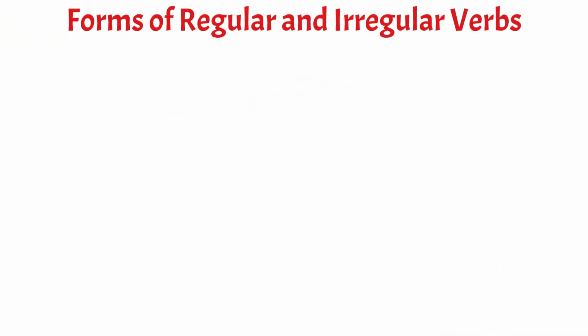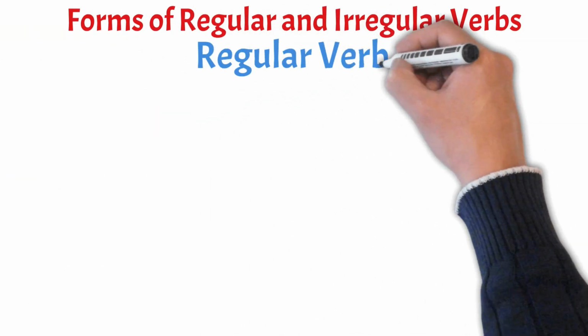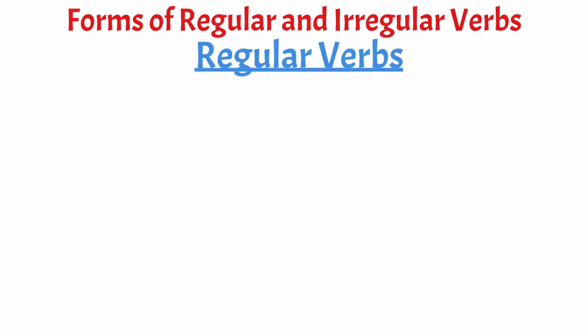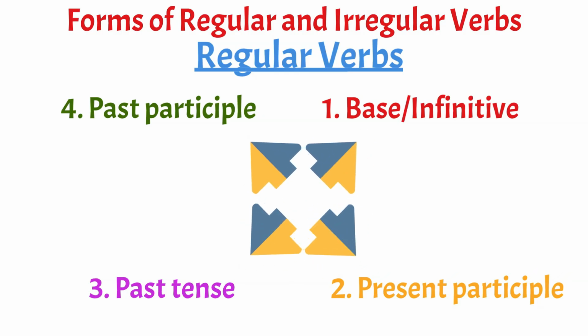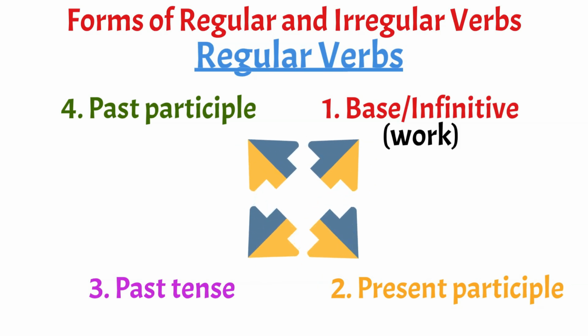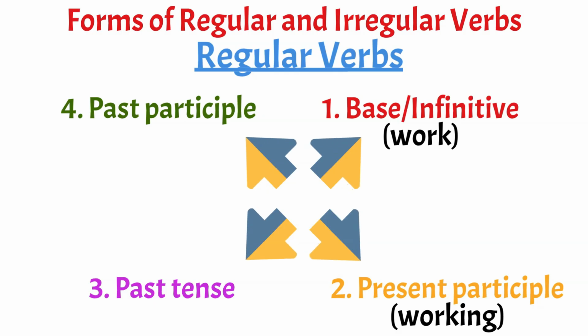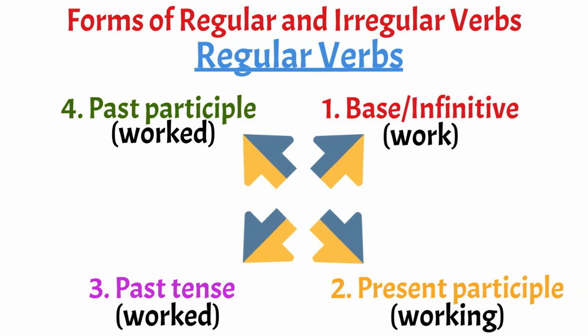Moreover, both regular and irregular verbs can appear in different forms depending on tense and aspect. Regular verbs generally have four forms: the base or infinitive form, present participle, which ends in ing, the simple past tense, and the past participle forms. Taking the verb work as an example, its present participle is working, its simple past tense is worked, and its past participle is also worked.